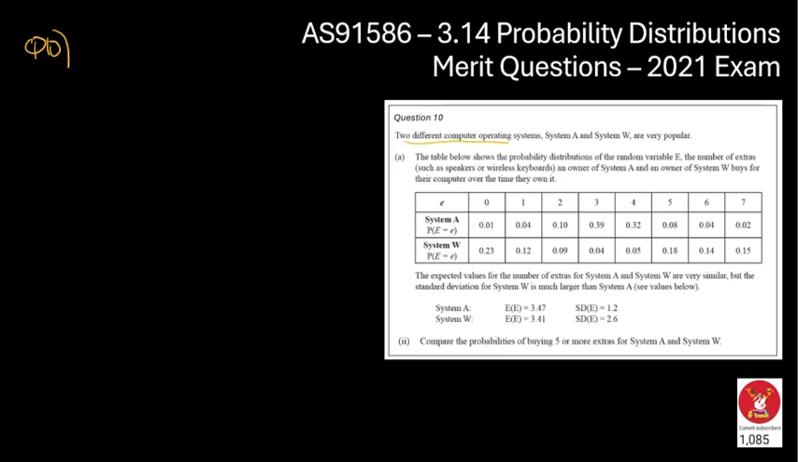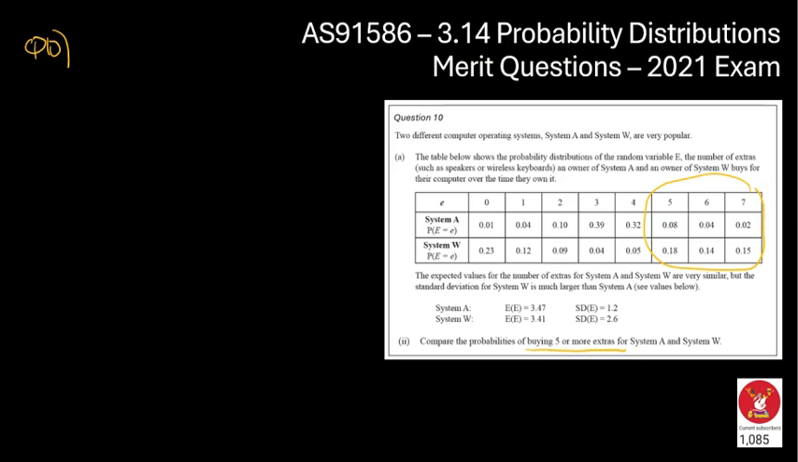So we've got two different computer operating systems. We've got system A and system W. You can see them down here in that table. Basically, it says compare the probabilities of buying 5 or more extras when you get system A versus system W. What this table means is if you buy system A, the probability of getting 0 extras was this number. And if you got system W, the probability of buying 0 extras was this number here. We're dealing with 5 or more, so we're dealing with this slot over here.